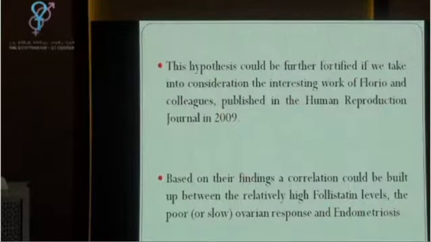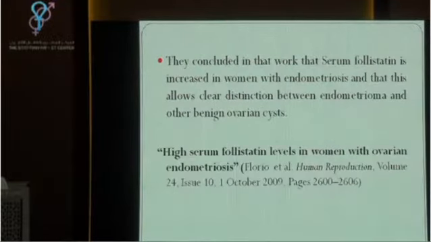This hypothesis could be further fortified if we take into consideration the interesting work published in 2009 by Florio and colleagues. Based on their findings, a correlation could be built up between the relatively high follistatin levels, the poor or slow ovarian response, and endometriosis. They concluded in their work that serum follistatin is increased in women with endometriosis, and that this allows clear distinction between endometrioma and other benign ovarian cysts.